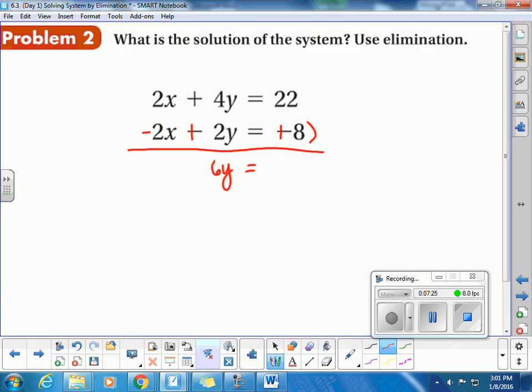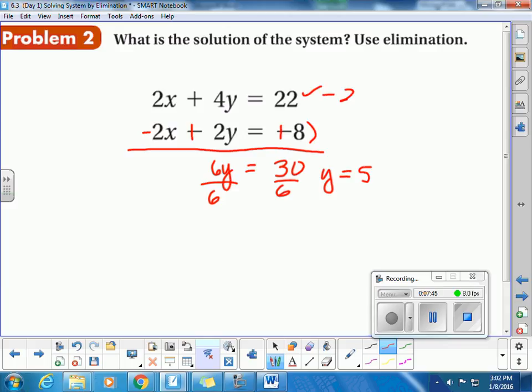Okay, so 4y plus 2y is 6y. 22 plus 8 more is 30. Again, we divide to solve. We get y equals 5. We have to plug it into one of the other equations, doesn't matter. Let's plug it into the top one.